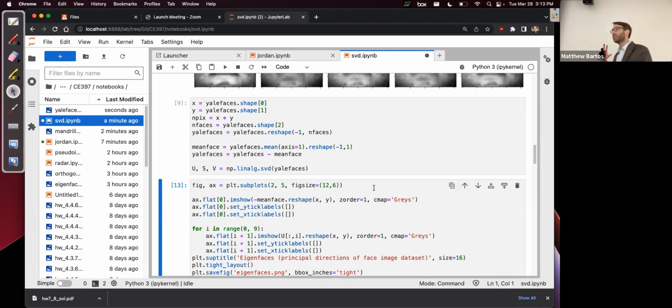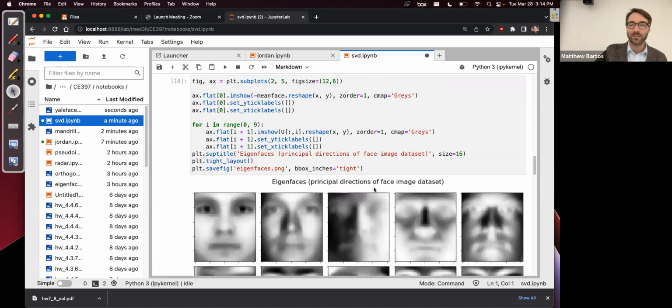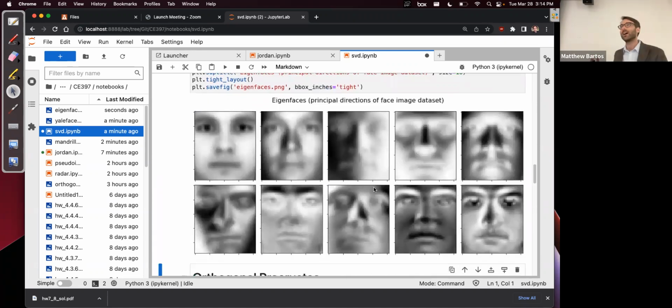After computing the SVD, I'm going to plot the first 10 most important singular vectors, the first 10 most important directions identified through the SVD. And what you get is something that looks like this. These are called eigenfaces. Essentially, any of the original faces in our data set is some linear combination of these. These are the 10 most important directions that essentially form the human face based on this image data set.